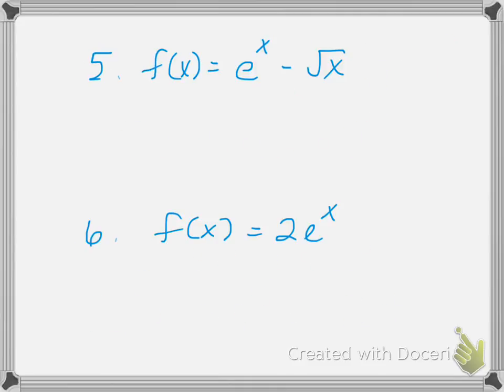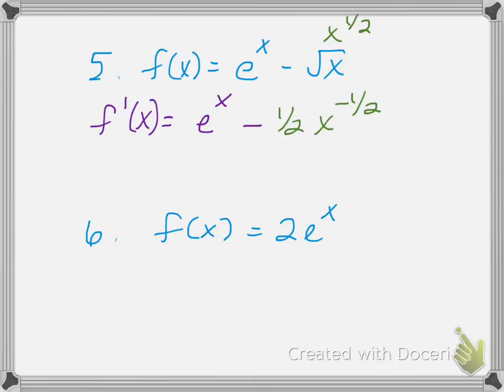Alright, number 5. So we found out that the derivative of e to the x is e to the x, so that's just e to the x. And then the derivative of square root of x, I would probably rewrite it as x to the 1/2 and then think about how to find that using the power rule. I'm going to bring the 1/2 down, subtract 1 on the power, 1/2 minus 1, and then that's the answer. Alright, this one is just 2 times a function, so just bring that 2 down, find the derivative of the function, it's just e to the x, so that's your answer.